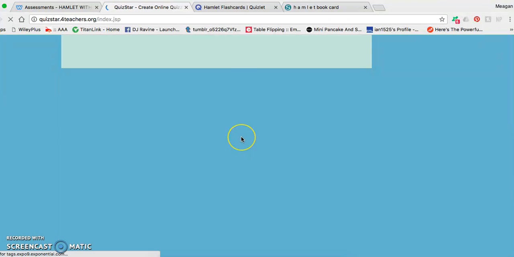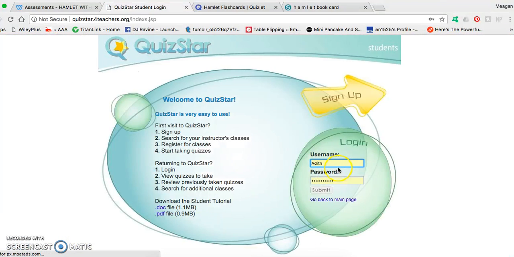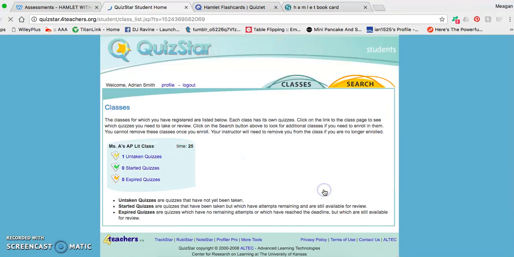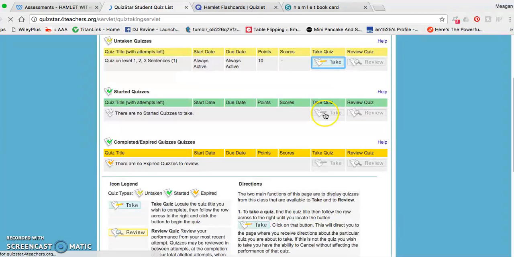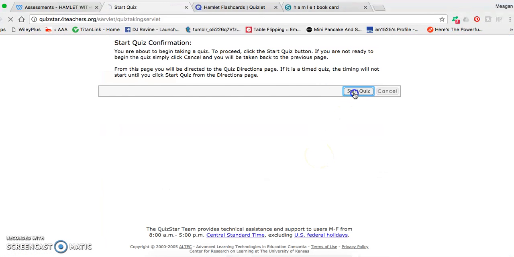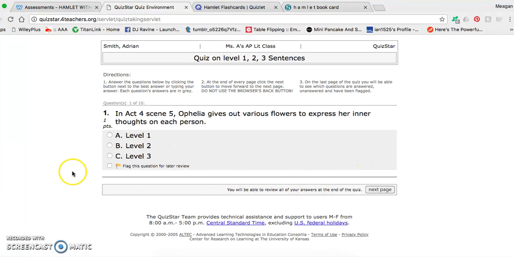And I also made a quiz for students to know what 1, 2, 3 sentences are. So we're going to go and look at that. So here's the quiz. So here we have the quiz, and the students will have to identify 1, 2, 3 sentences, and so on and so forth.